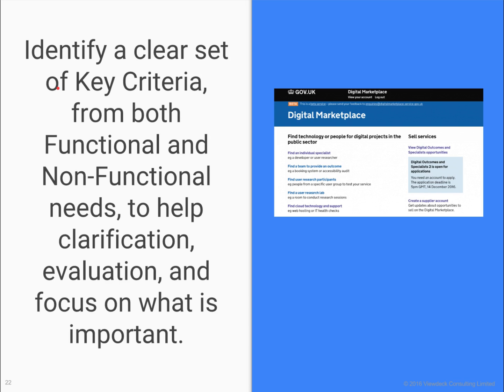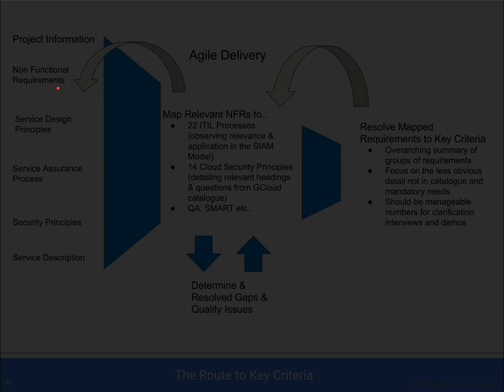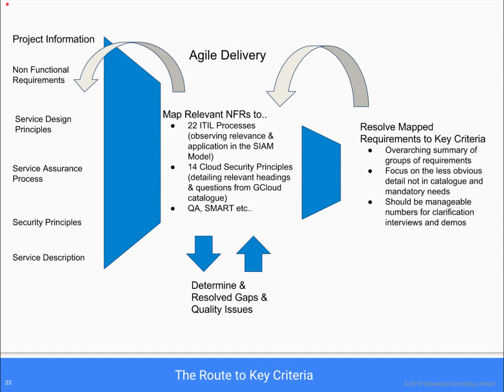They enable us to focus and drive the selection process from the catalogue, from the 7,000 items that exist, all the way down to a set of services that possibly will meet the requirements. And then we can go into further evaluation to get down to a smaller set. So the route that we've identified for key criteria all starts, dare I say it, with the functional and non-functional requirements.